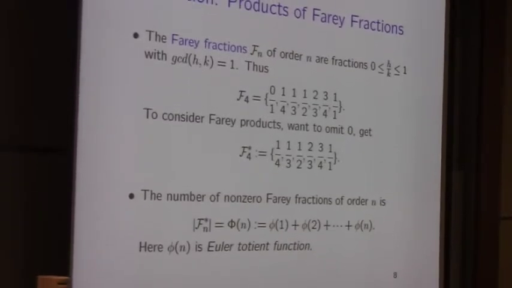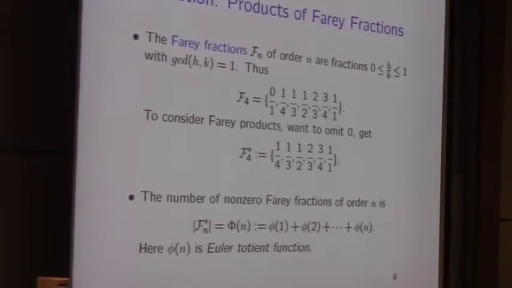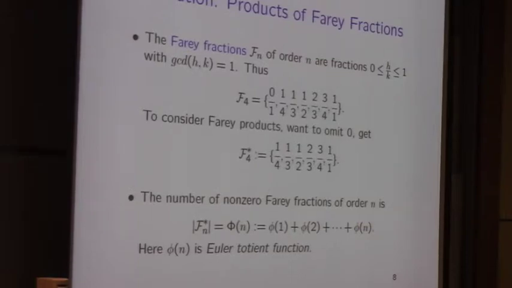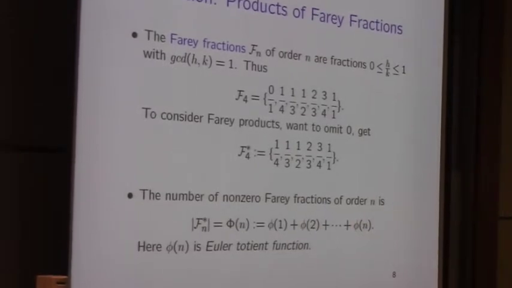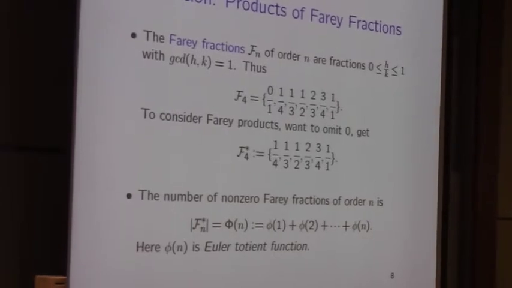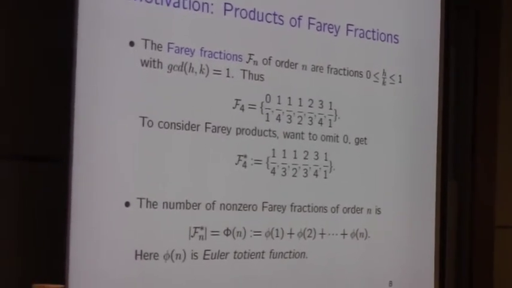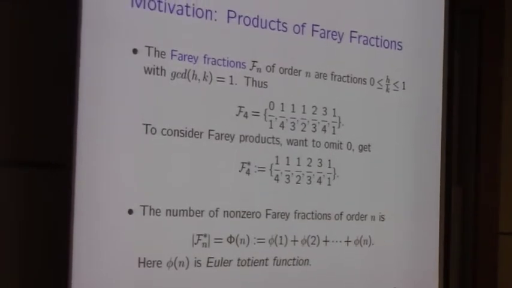Now I got interested a few years ago in the question of extracting a statistic from the Farey sequence that consists of just the product of all the Farey fractions. Well, that's kind of uninteresting because that product is 0, because 0 is a Farey fraction. So we throw that one out, and then we get the product of the non-zero ones. And if you do that, the number of non-zero Farey fractions is a nice number theoretic function. It's capital phi of n, which is the sum of the Euler totient function from 1 to n.